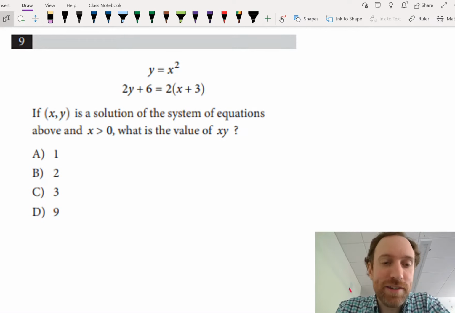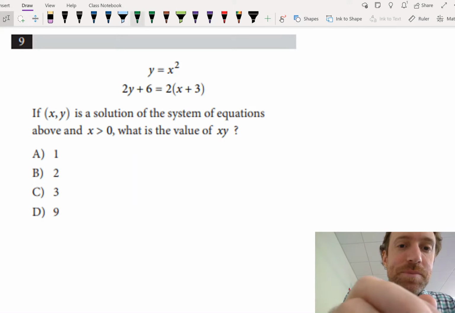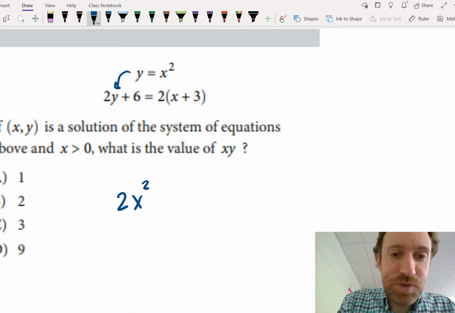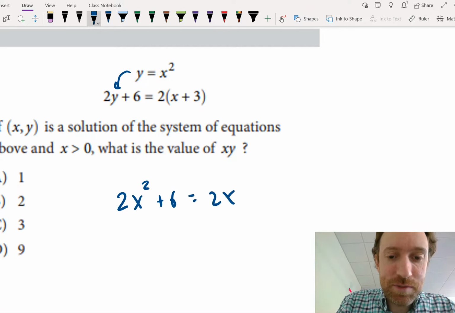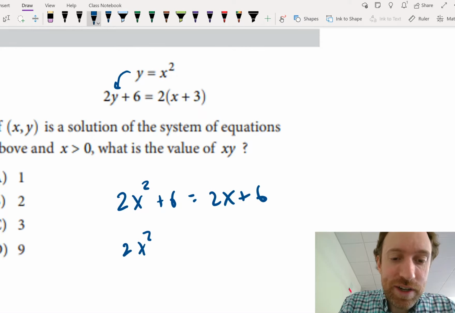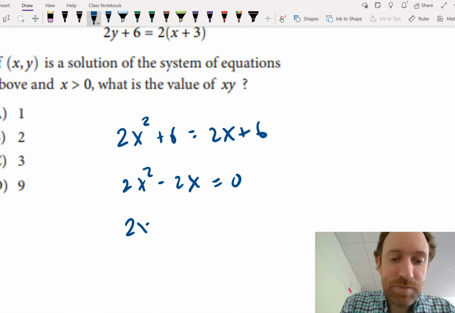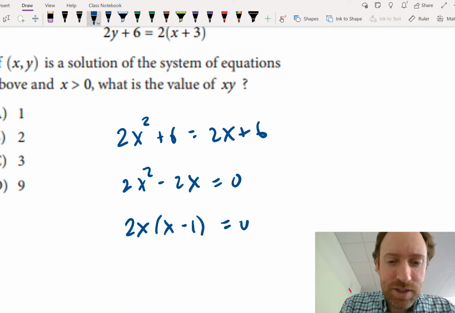So go ahead and pause the video and try to solve this. All right, let's go over it together. So it seems easy enough to substitute in for y here, so that's what I'm going to do. 2x squared plus 6 equals 2x plus 6. Move everything to one side and set it equal to 0. Why? Because that's how you solve quadratic equations. Let's do factoring, like so, and we get x equals 0 or x equals 1.